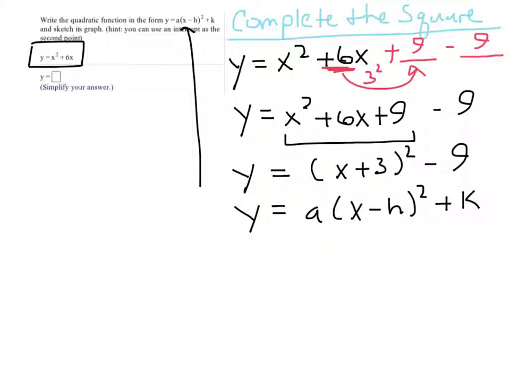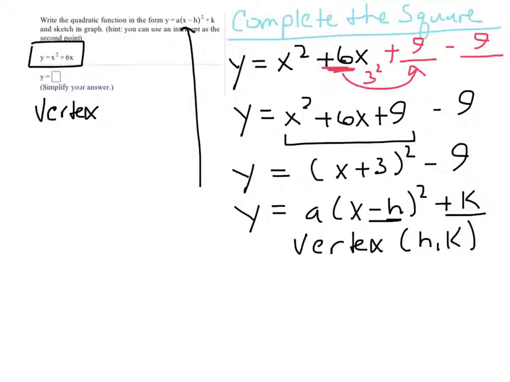So (h, k) is the vertex, and if you notice here, the vertex is shown basically by looking at the x-coordinate is the opposite. That's why there's a negative sign here. The opposite of whatever follows the x, and then the k value, but not the opposite. So for our case, our vertex is going to be negative 3, negative 9.